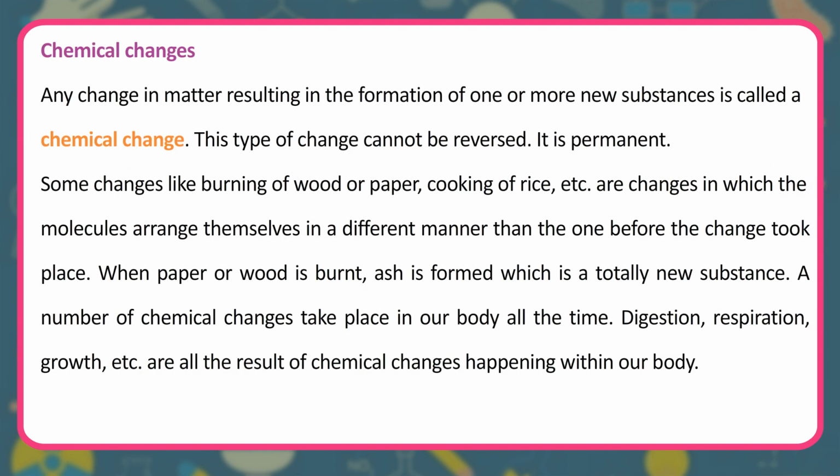Chemical changes. Any change in matter resulting in the formation of one or more new substances is called a chemical change. This type of change cannot be reversed. It is permanent. Some changes like burning of wood or paper, cooking of rice, etc., are changes in which the molecules arrange themselves in a different manner than the one before the change took place. When paper or wood is burnt, ash is formed, which is a totally new substance.